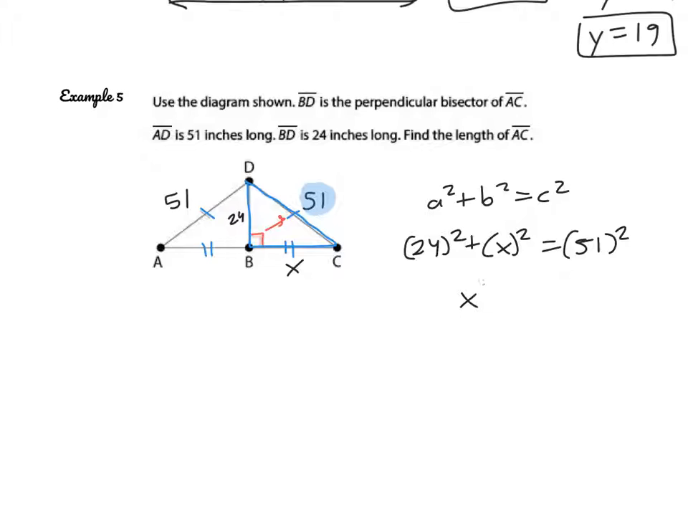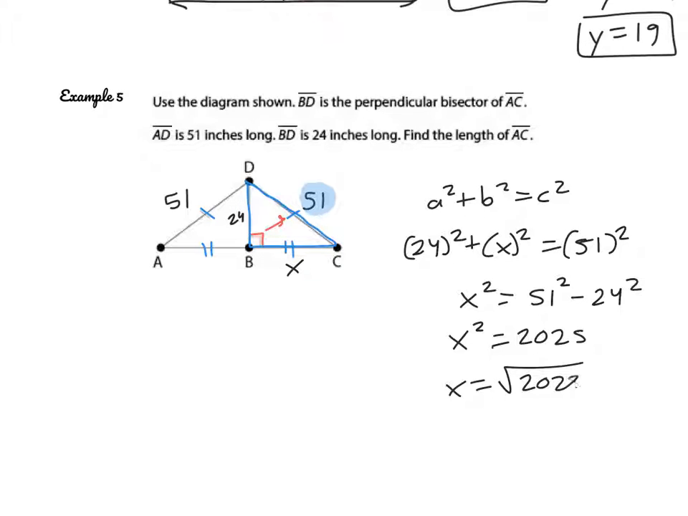So I'm going to do 51 squared minus 24 squared. And I get x squared equals 2025. So now I'm going to take the square root of that number, and we get x equals 45.